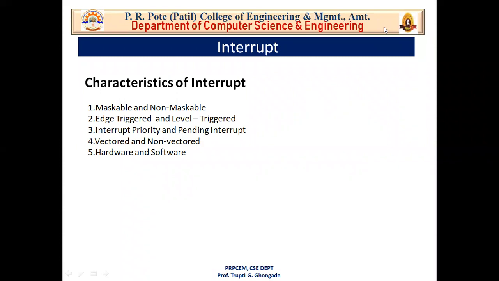In the last lecture, we discussed how to access IO devices. Now, in today's lecture, we are going to discuss what an interrupt is. There are a number of questions like what is an interrupt, how does an interrupt occur, what happens when an interrupt occurs, and how does the processor go to an ISR. ISR means interrupt service routine.